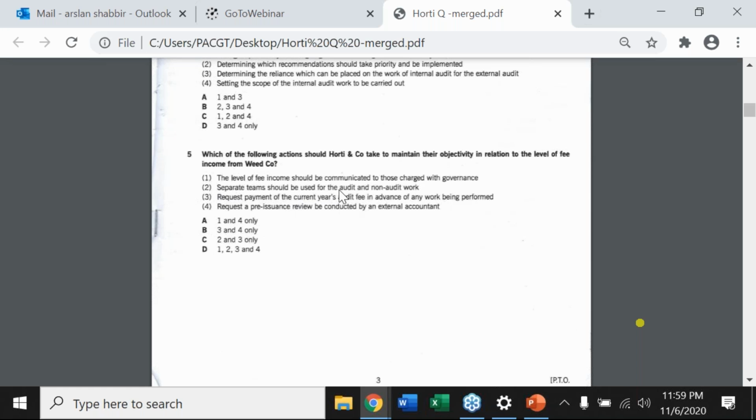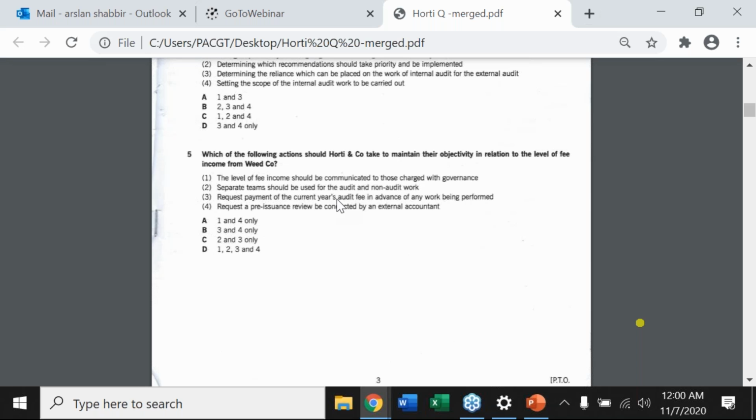Separate teams should be used for the audit and non-audit work. So here we are talking about a fee-related issue. We are not talking about audit and non-audit work. So how is it the right option? How is it relevant to the above scenario? So this option is totally wrong. You need to filter it and exclude it from your best options.